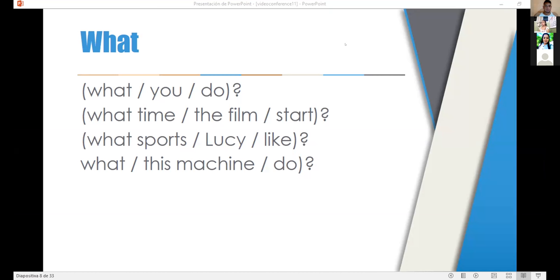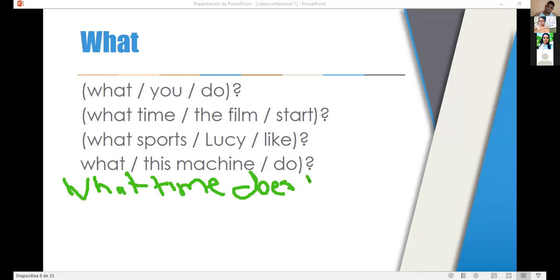Let's check. ¿Quién quiere hacer la primera? Bueno, este ya está. The second one, yes. Second. What time does the film start? Does the film start? Does the film start? The film start. Okay, very good.